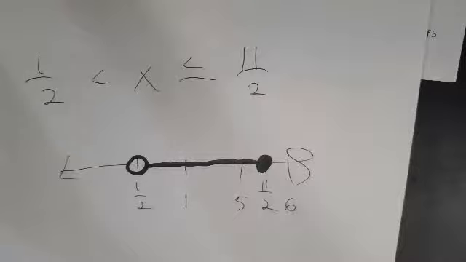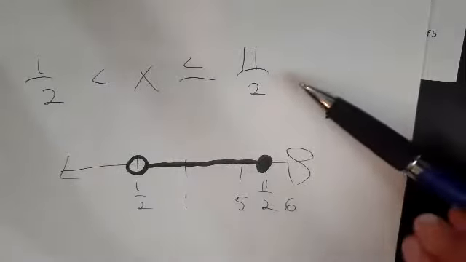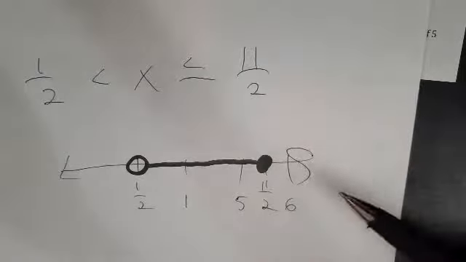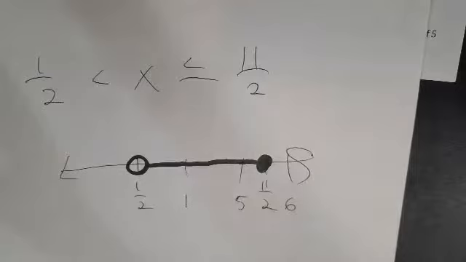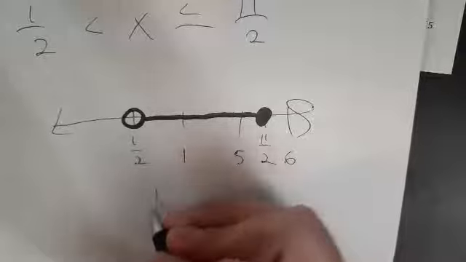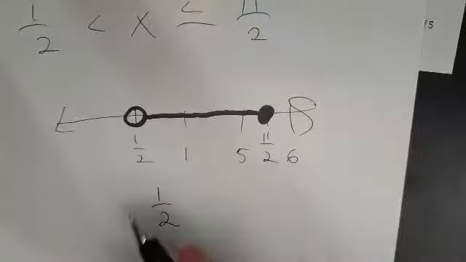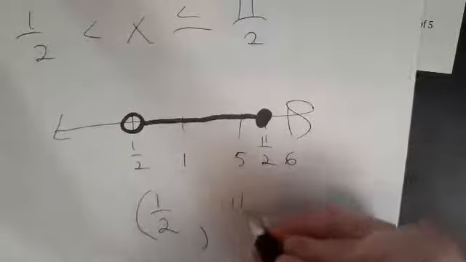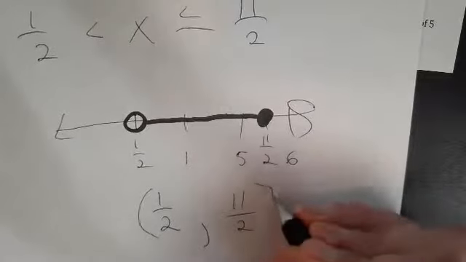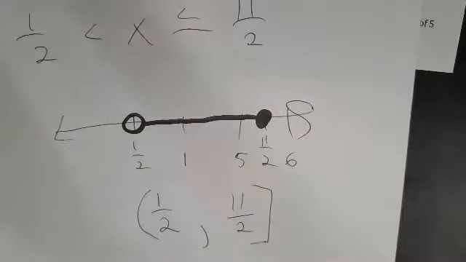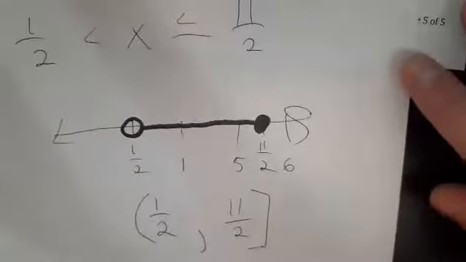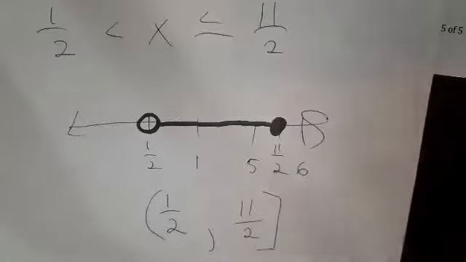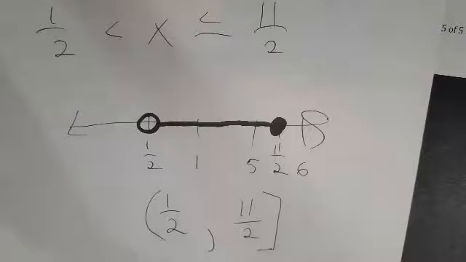And so I have my set builder or inequality. I have my graph. And the last thing I want to do is interval notation. So if I do this interval notation, this thing is going as far left as 1/2. The bracket that I put on there should be a soft bracket. I put my comma. It's going right all the way to 11/2. And I put my solid bracket, including that endpoint. And so here we go. Three different ways to say the same thing again, right?